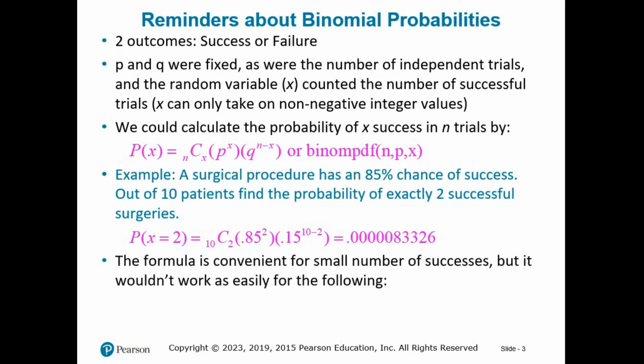Now, this formula is convenient for a small number of successes, or even if we had to find something like small stacked questions, such as less than 3 surgeries were successful, where you'd have to find the probabilities of 0, 1, and 2 successful surgeries.